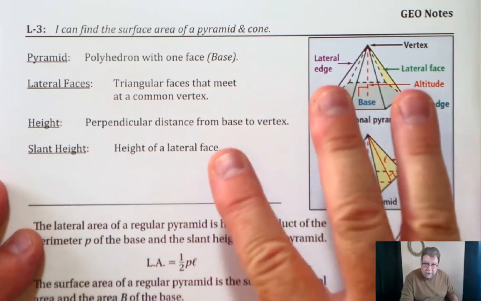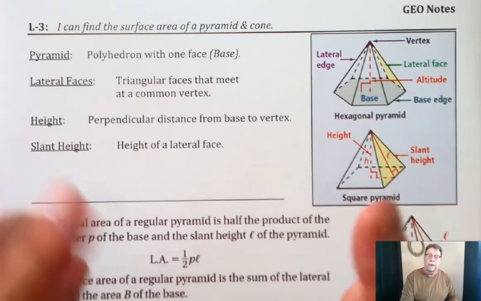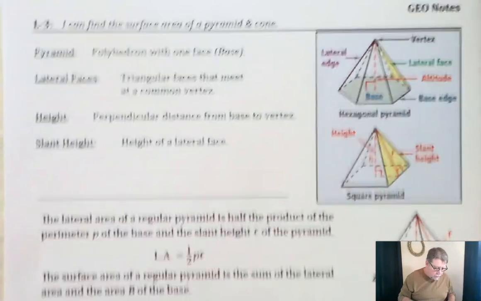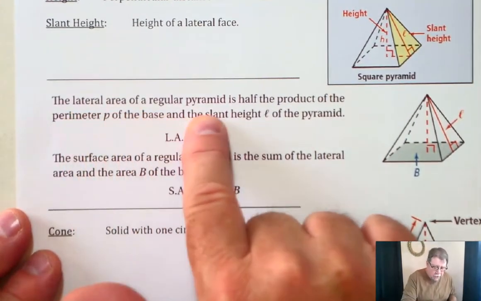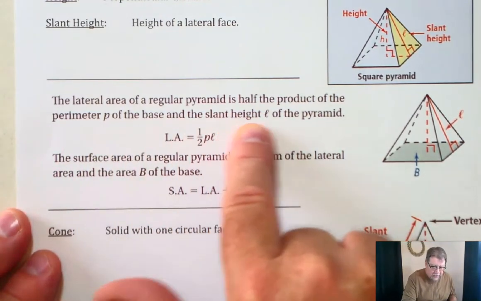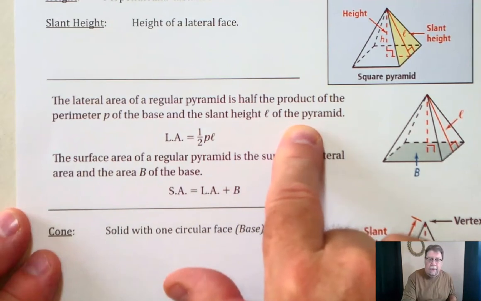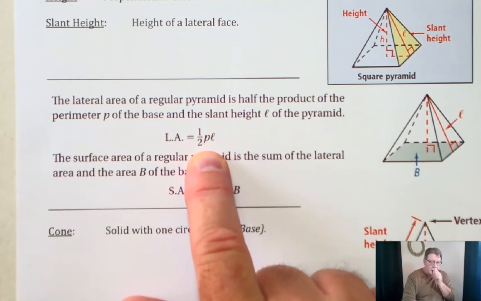So this is another formula we will use, and it's different than what we'll use for a prism and a cylinder. So the lateral area of a regular pyramid is half the product of the perimeter of the base and the slant height, L, of the pyramid. So this is the formula for the lateral area.